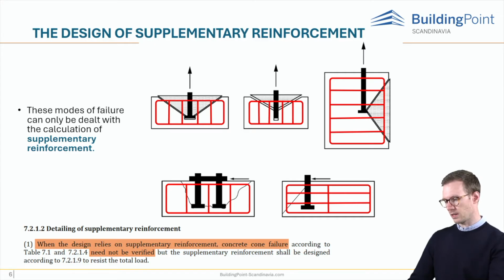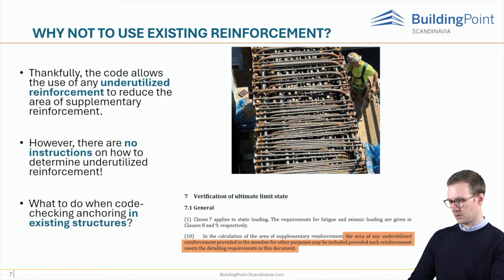And the code says that when the design relies on supplementary reinforcement, concrete cone failure need not be verified. But it also says that supplementary reinforcement shall be designed to resist the total load. In other words, for us to be able to ignore the breakout failures, we need to calculate these forces and take them into account. However, the process is not as straightforward and easy as it sounds.